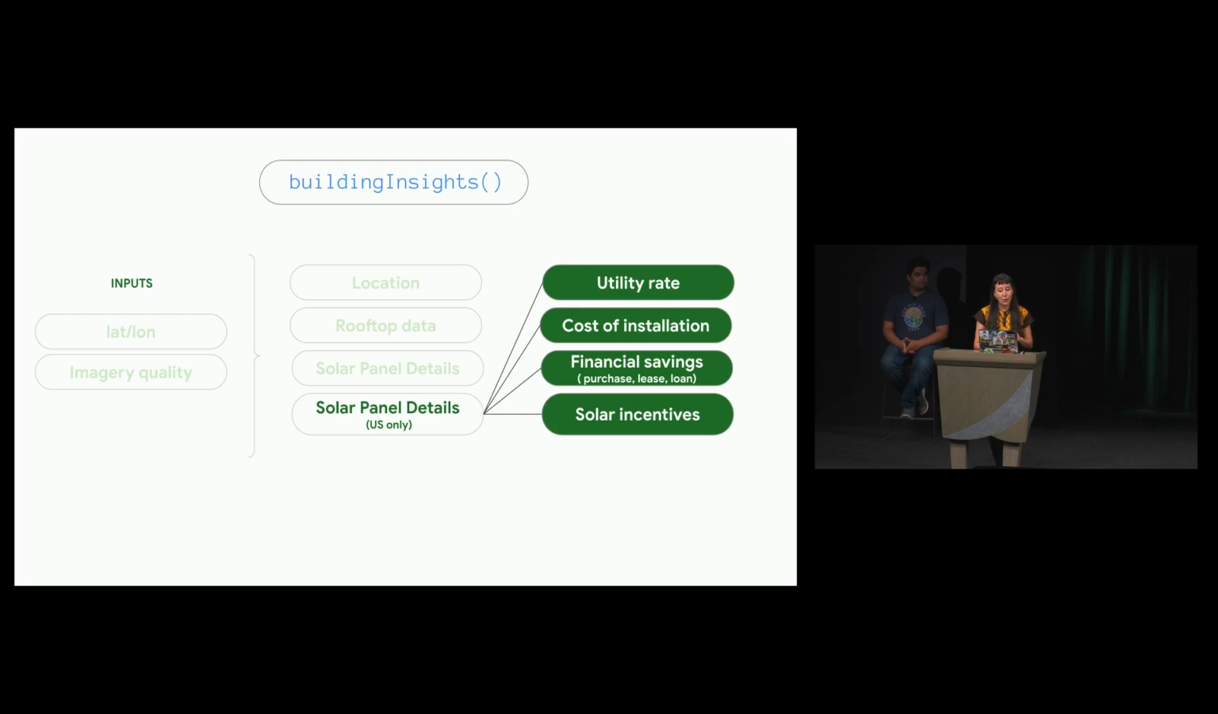And finally, if you work with homes in the US, you can leverage the out-of-the-box financial models that include assumptions on utility rates, cost of installation, estimates on loans and purchases, as well as possible incentives. To assess financial estimates in other countries, you can create your own custom financial model, as I will show in a demo in a bit.